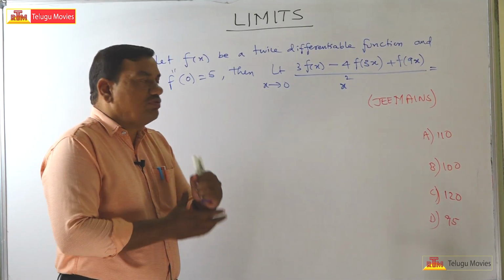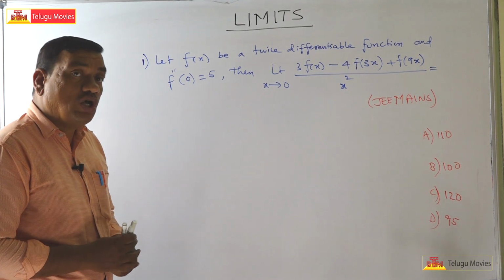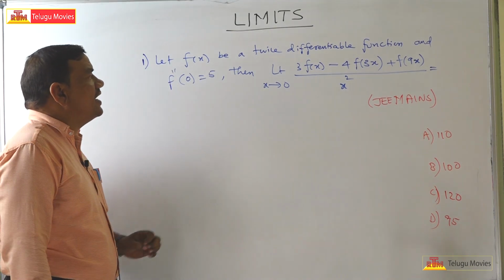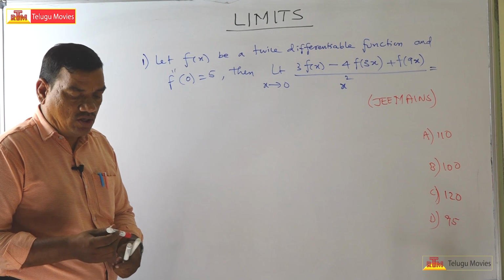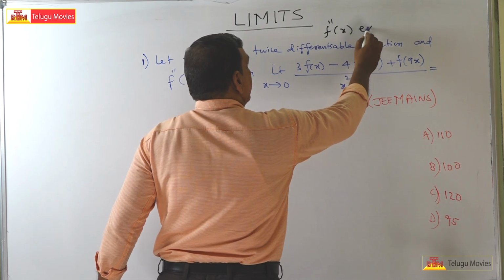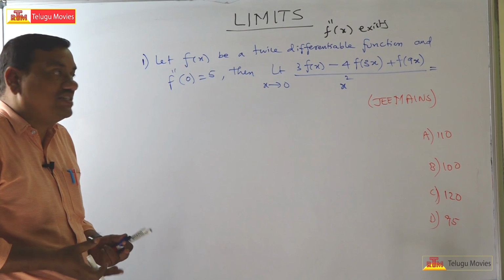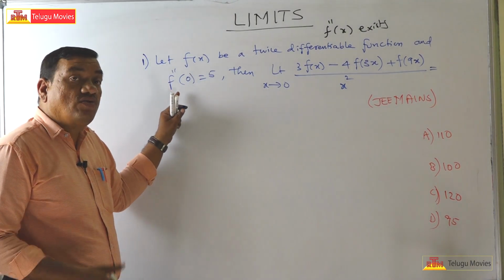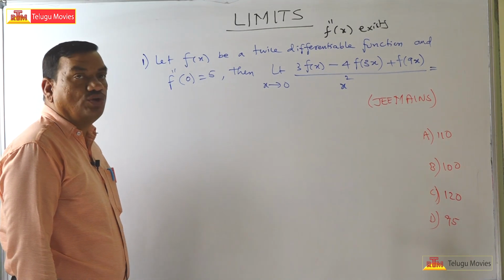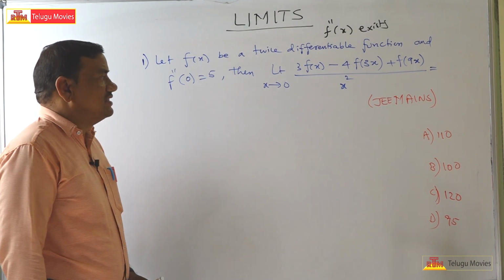Welcome to this problem, which was asked in JEE Mains examination. It can be solved using L'Hopital rule. The problem is: let f of x be a twice differentiable function, which means f double dash of x exists, and the value of f double dash of 0 is given as 5. Then what is the limit as x tends to 0 of 3 times f of x minus 4 times f of 3x plus f of 9x, the whole divided by x square?